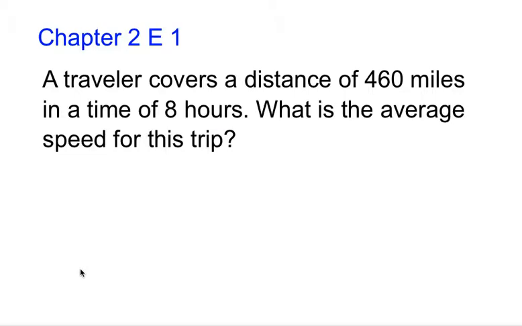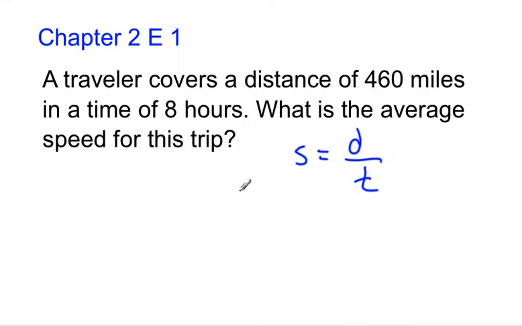Alright, let's do a few velocity problems here. A traveler covers a distance of 460 miles in a time of 8 hours. What is the average speed for this trip? So average speed is going to be: the speed will equal the total distance divided by the time.